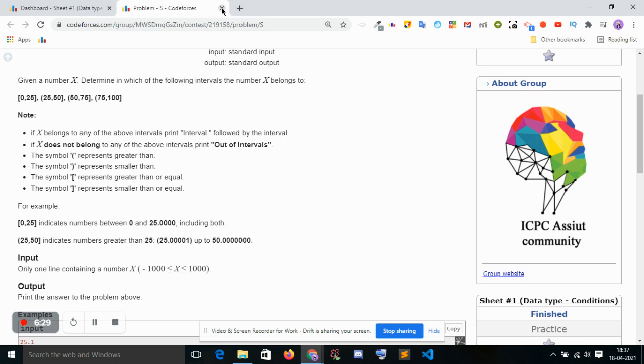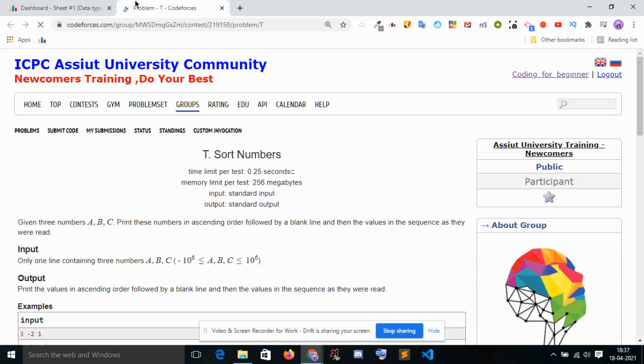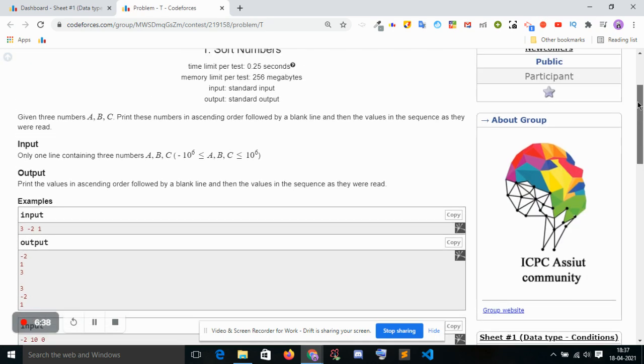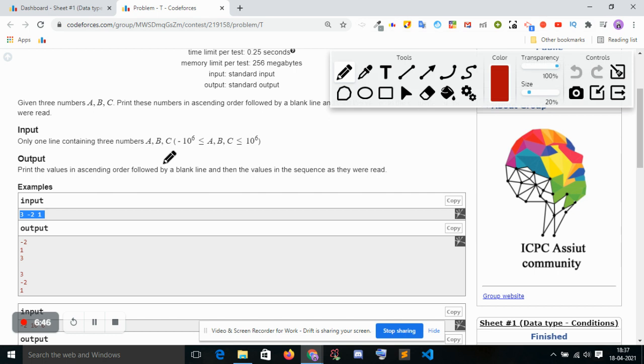Another problem is sort numbers. There are only three numbers. You sort them in ascending order. Your approach should be, because it is a very basic set, there is one function, is sort, is sort array comma array plus n.